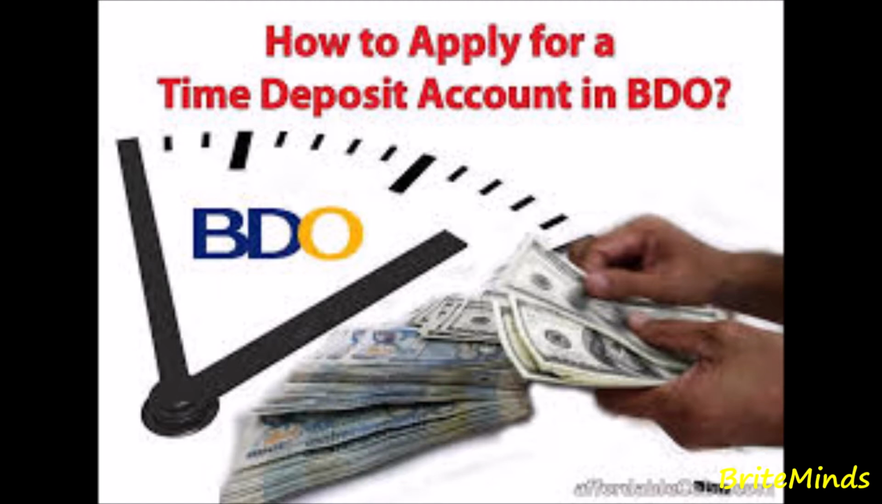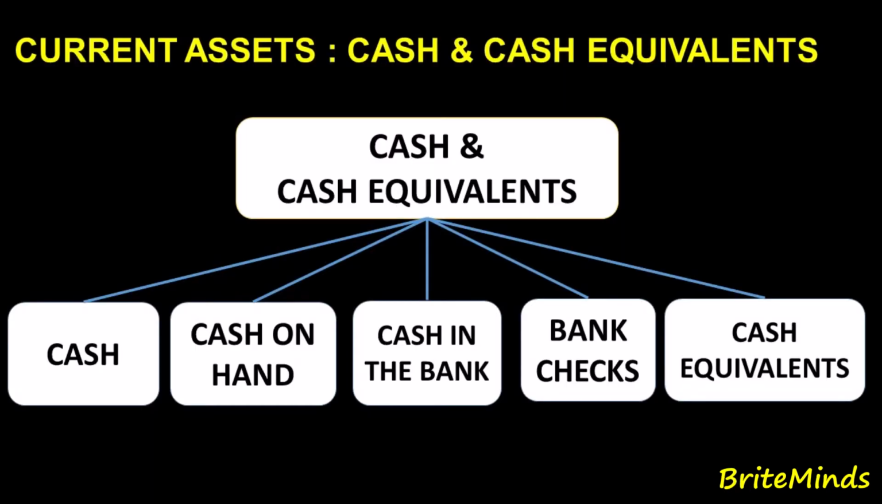So it is considered as cash equivalents, while those that mature longer than 90 days or more than 3 months are reported as investments. So if the time deposit is more than 3 months or 90 days, it is not considered as cash equivalents but investments. So cash equivalents are reported on the SFP together with cash, and the line account is cash and cash equivalents.